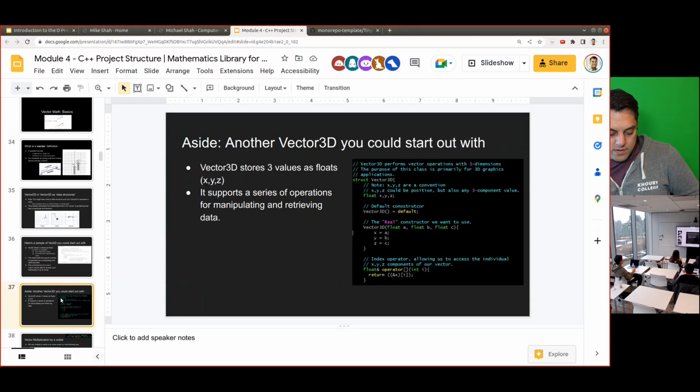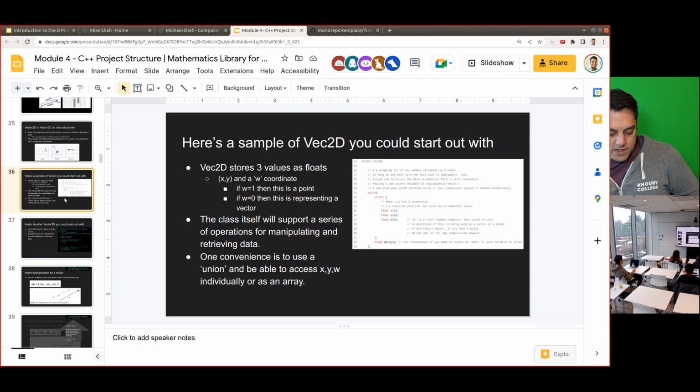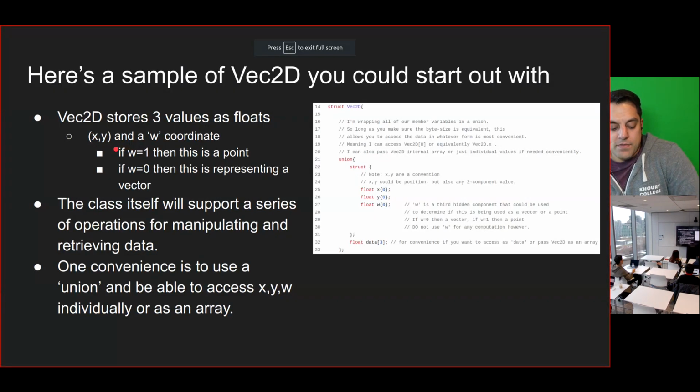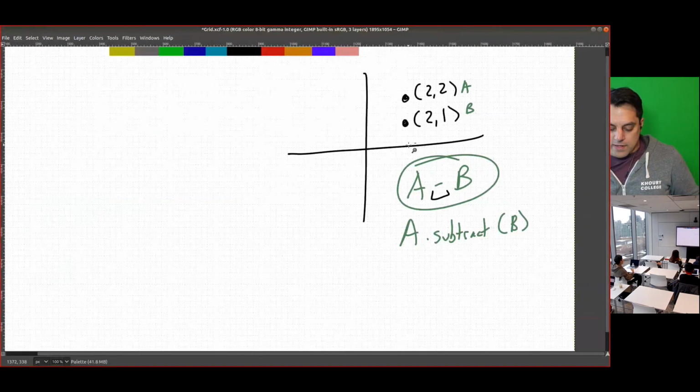Let's see here. Maybe I didn't give it here. Oh, I do have it, yes. So if your W coordinate is equal to 1, then that means you're working with a point. And if your W is equal to 0, then it represents a vector. Okay.